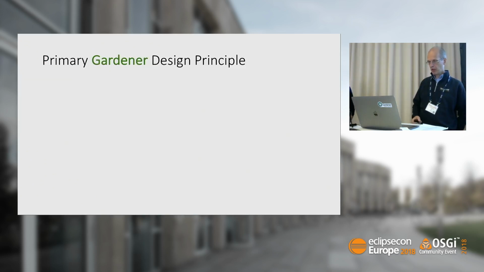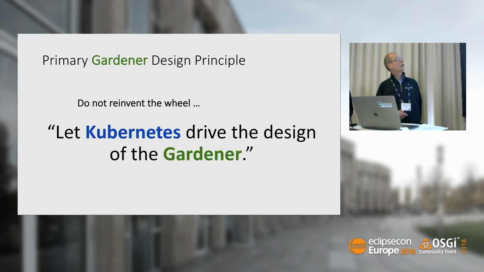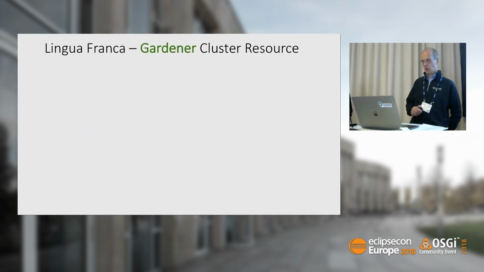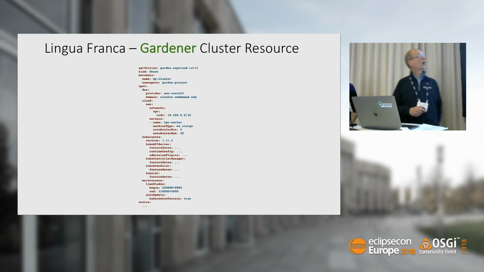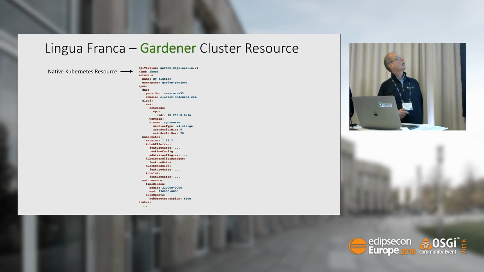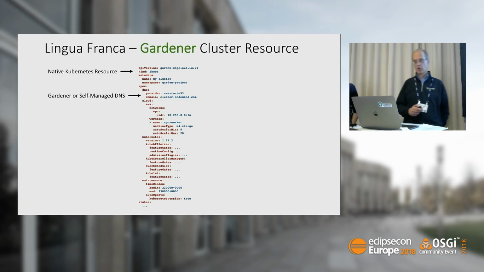The primary design principle of Gardener is we don't want to reinvent the wheel. We let just Kubernetes drive the design. So what is the core definition we need for a new cluster? That's a cluster resource. So it's just a YAML file describing a cluster. That's a custom resource. So it's just extending the resource model of Kubernetes itself.